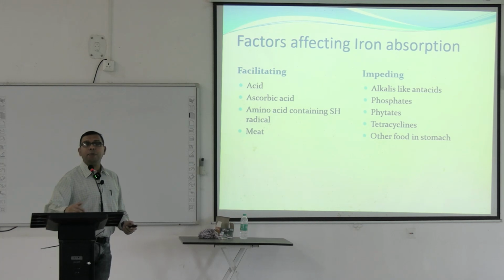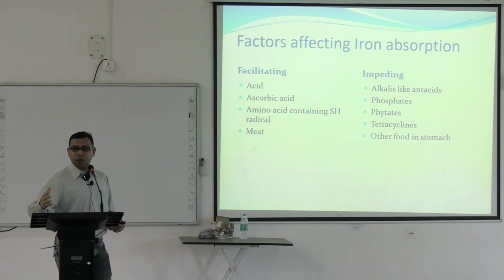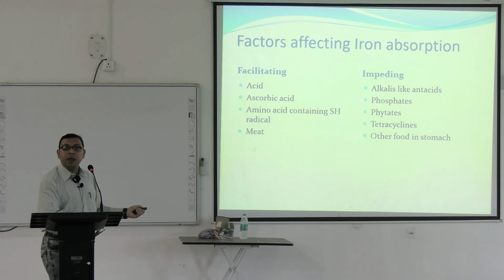And there are some impeding agents also, like alkali, like antacids. Hence antacids should not be taken with the iron, the patient is to be told, because it impedes the absorption of the iron. Phosphates and phytates are mainly present in different types of vegetables. Tetracycline, an antibiotic, and other food in the stomach also impede it.